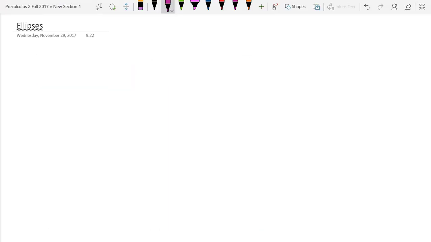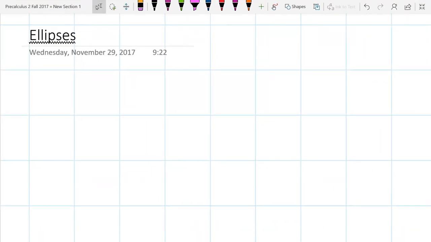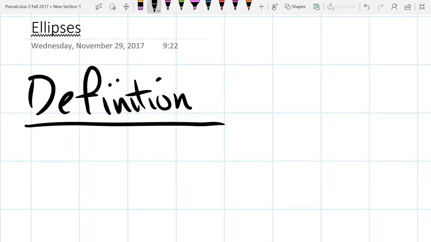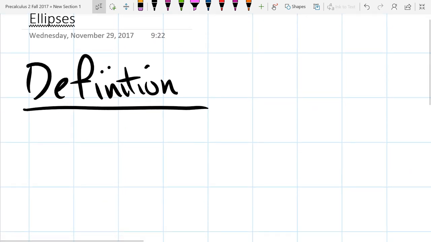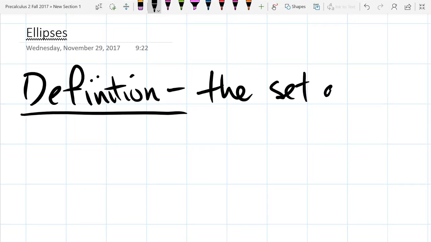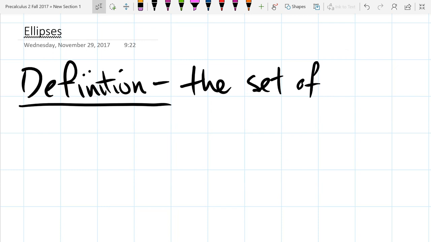Start just like before with a definition. Did I not spell ellipses right? Is it not pluralized like that? Oh well, they're not letting me edit it. Maybe it just underlines to annoy me. I don't know why it's underlined. Oh well, no worries.